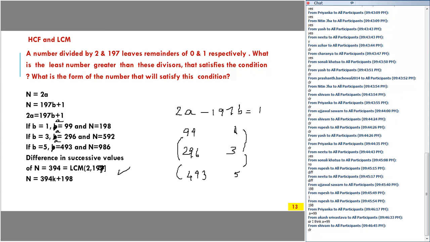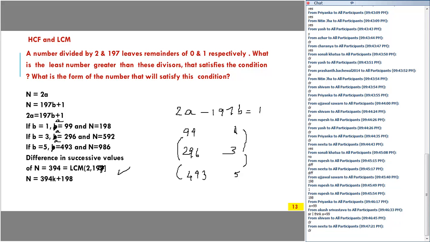It's a typing error. I'm sorry about the typing error. It should have been H typed as B. I'm sorry about that. Clear? Shall we go to the next question?